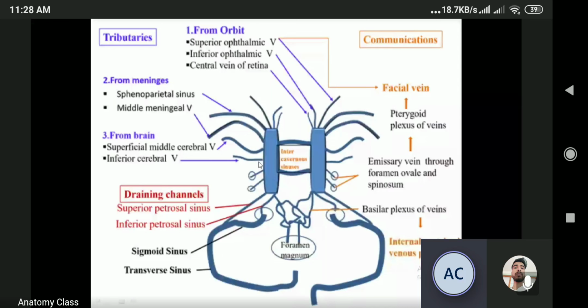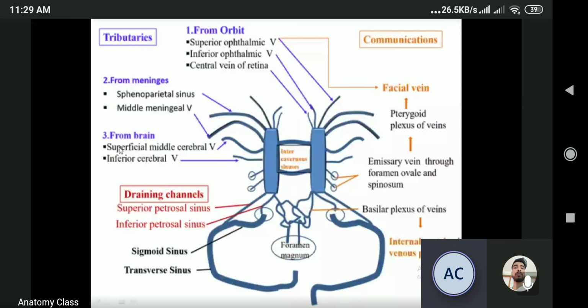Just to recall, this is the schematic diagram of the cavernous sinus. Talking about the tributaries: from the orbit they are the superior ophthalmic vein, inferior ophthalmic vein, and central vein. From the meninges, the sphenoparietal sinus and middle meningeal vein, and from the cerebrum itself, the superficial middle cerebral vein and inferior cerebral vein are the tributaries.